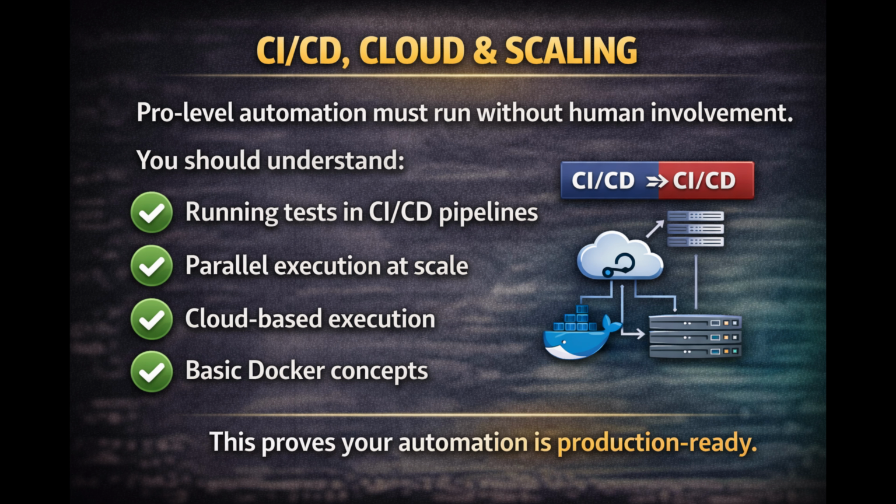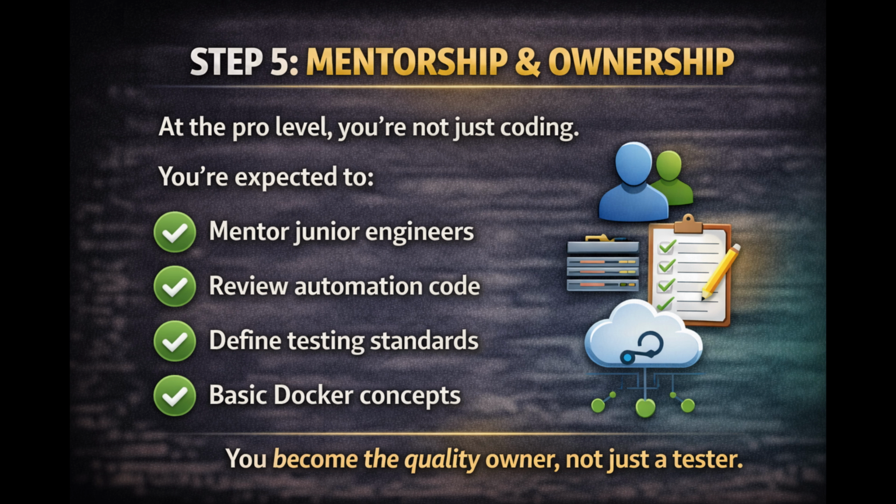Step 5. Mentorship and ownership. At the pro level, you're not just coding. You're expected to mentor junior engineers, review automation code, define testing standards. You become the quality owner, not just a tester. This is where automation reaches elite levels.